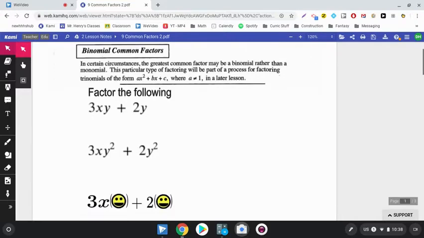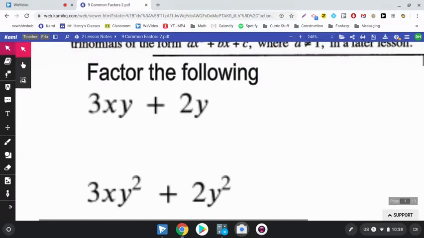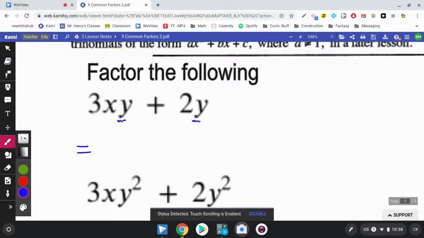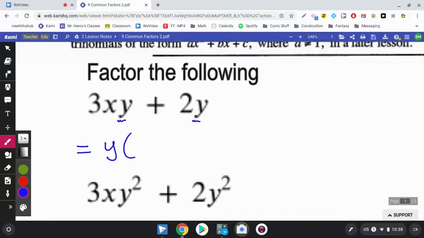So factor the following: 3xy plus 2y. Well, if I look at that, the common factor is that both terms have a y. So I could factor out the y. It's like I'm dividing out the y. The first term, I have the 3x left, plus 2, because I took out the y in the second term. Whatever I have, I can divide out, or factor out, or remove.